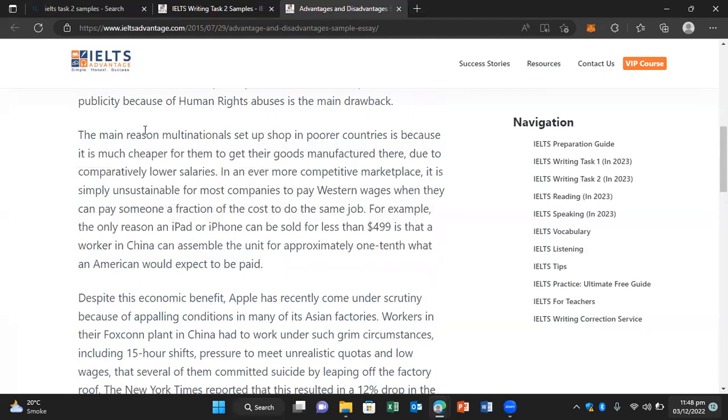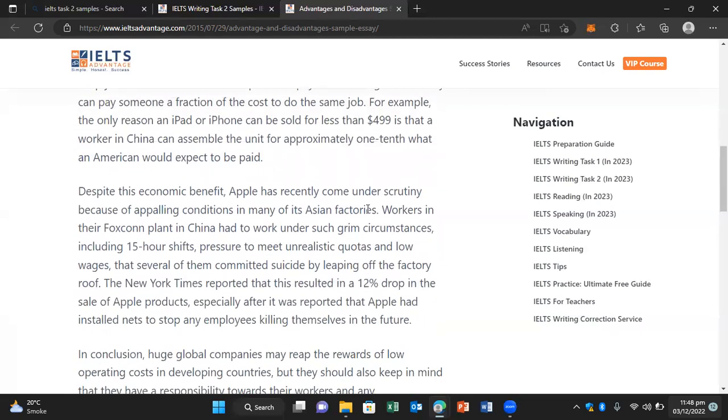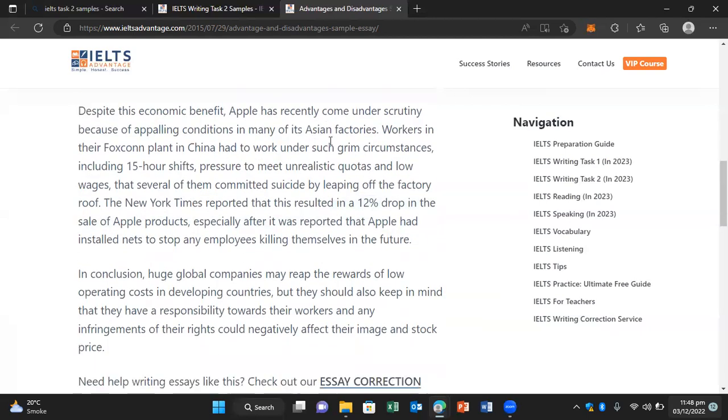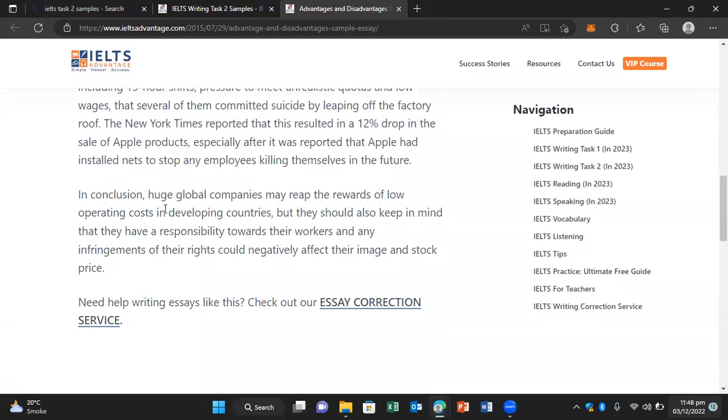So introduction, advantage, disadvantage, with the example is a must. And then in the conclusion: huge global companies may reap the rewards of low operating costs in developing countries, but they should also keep in mind that they have a responsibility towards the workers and their rights. So what he's writing in the conclusion is one point that he talked about in advantage and one point he talked about in disadvantage. That's where the conclusion stands, right?